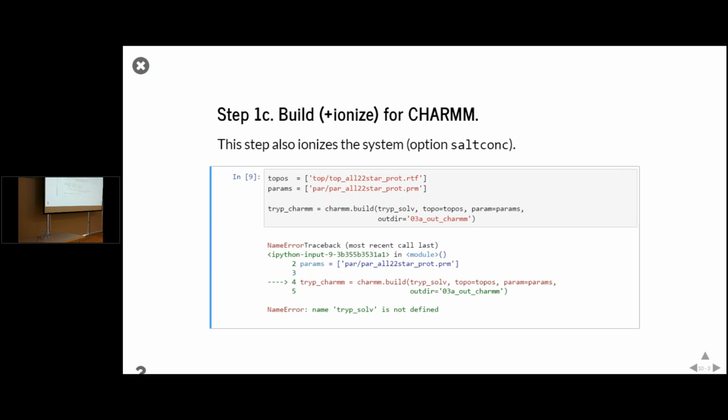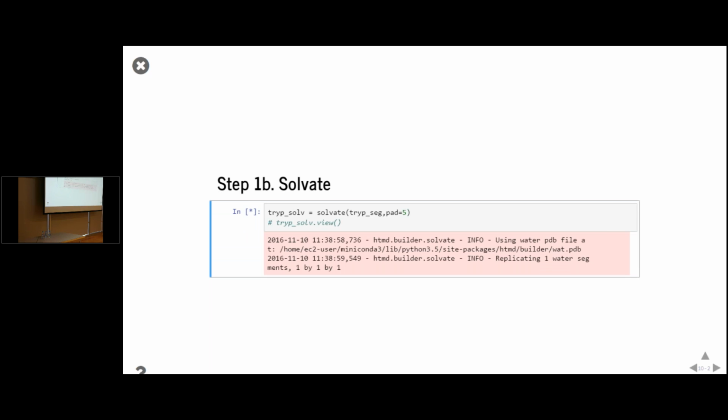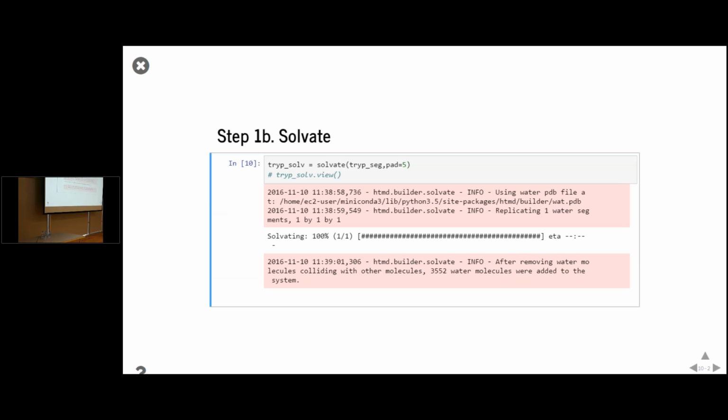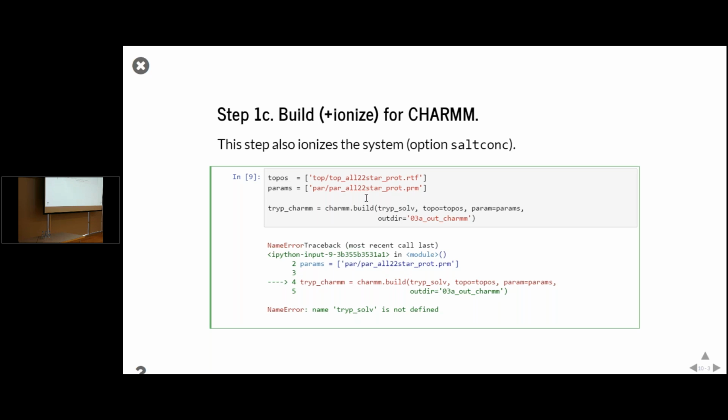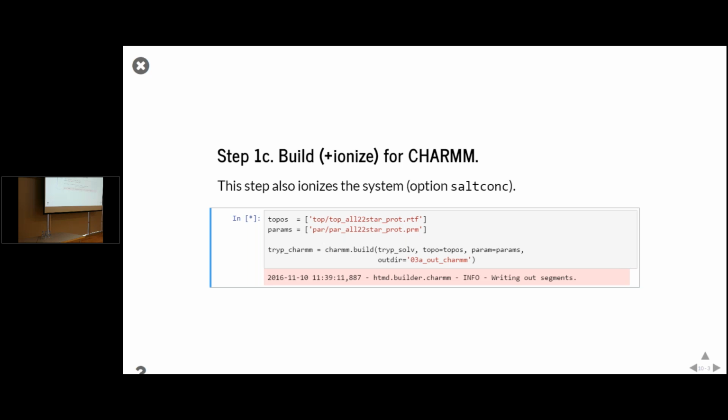Okay, so this means that we can run it. It doesn't work because I didn't execute the previous step, so solvate. This takes a while. So, no, it's very fast. Small padding. And now I can just do the build. This behind the scenes calls PSFGen, which is the well-known topology generator which comes with VMD.